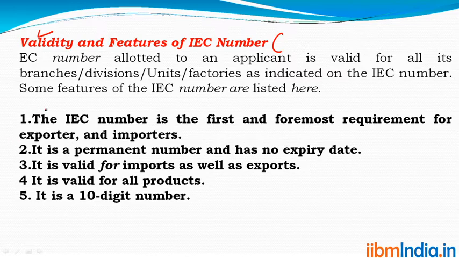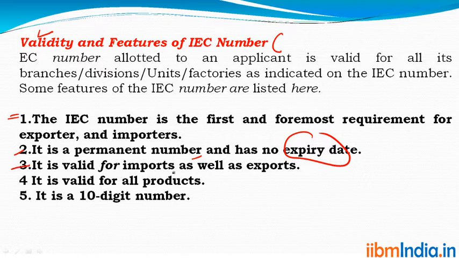So what are the features of the IEC number? The IEC number is the first and foremost requirement for exporters and importers. If you want to start the business of export and import, the very first thing that should come to mind is to get the IEC number. Without the IEC number, you cannot start or operate any business from India. It is a permanent number and has no expiry date. It cannot be repeated by other parties. It is a very unique number, and its validity is lifelong.